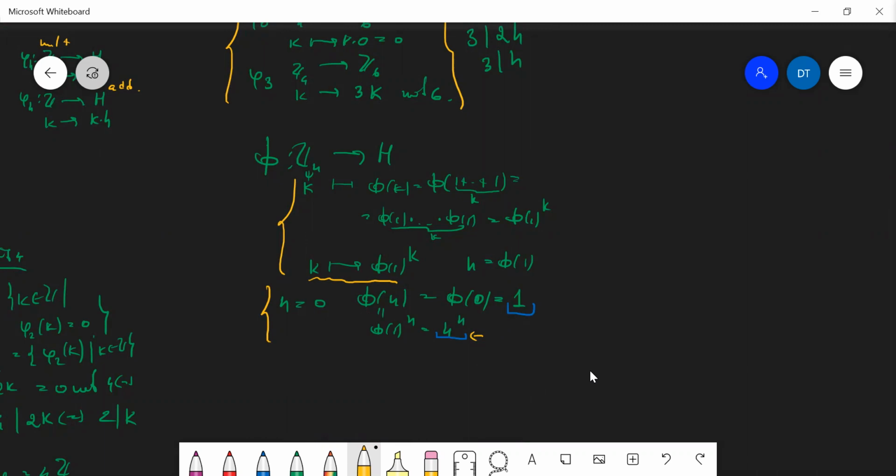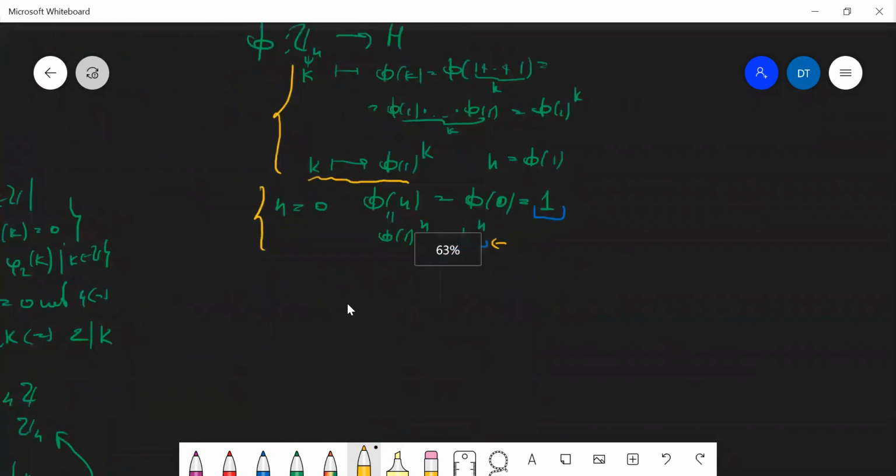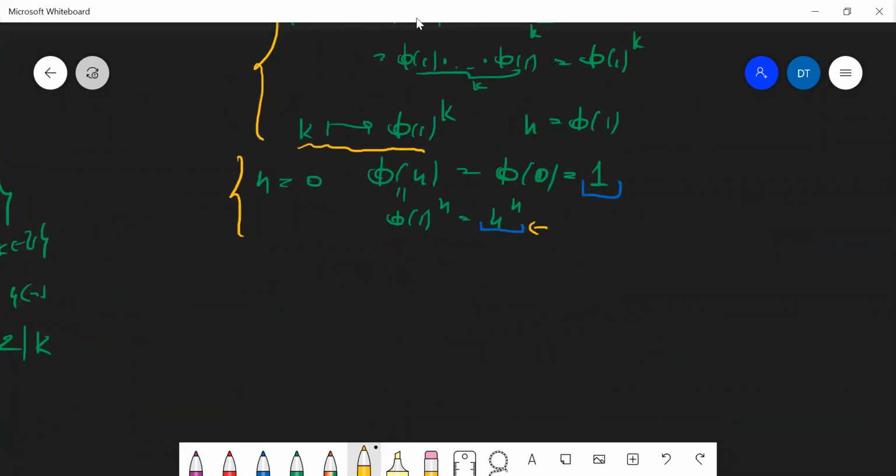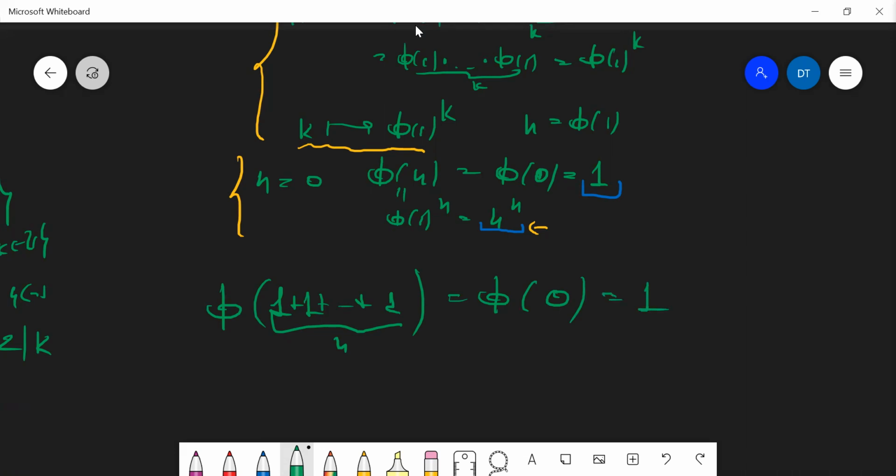But n is greater than 0 by default. Okay, so let me show you how you do this. Well, you actually consider 1 plus 1 plus 1, n times, and you consider phi of this thing. If you add 1 plus 1 plus 1, n times, this is exactly the same as 0. Why? And then it must go to phi of 0. Because this is a homomorphism, this must be a product n times, and this is phi of 1 to the n.